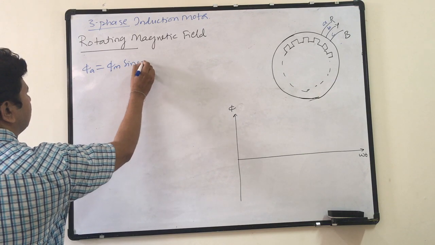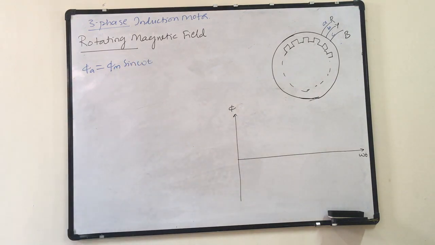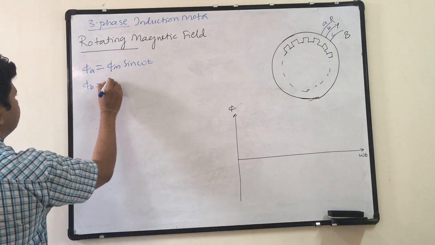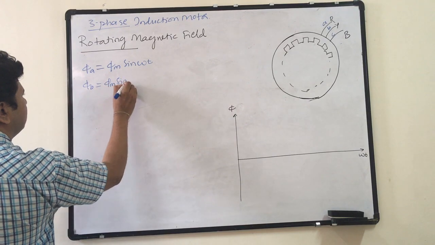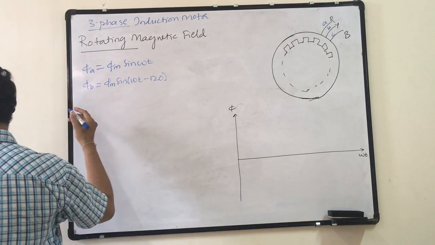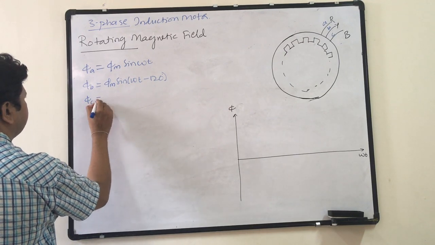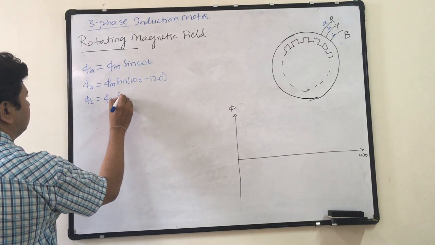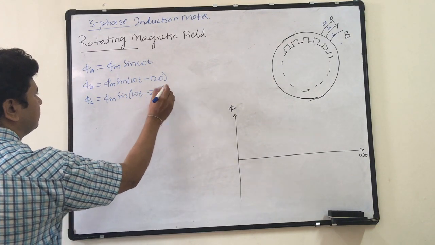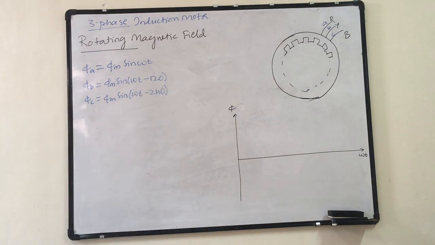sin omega t, because A phase is starting at initial phase angle 0. Phi B is equal to phi m sin omega t minus 120 degrees, and phi C is equal to phi m sin omega t minus 240 degrees. Okay.